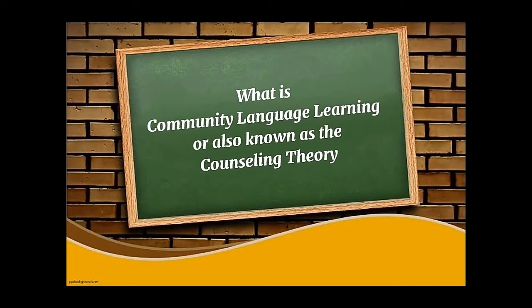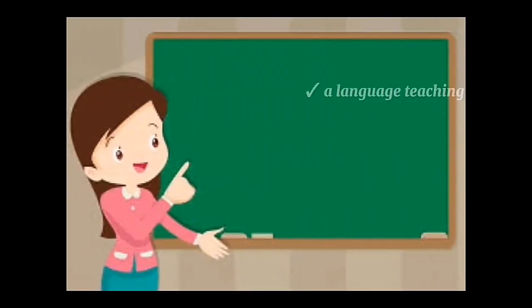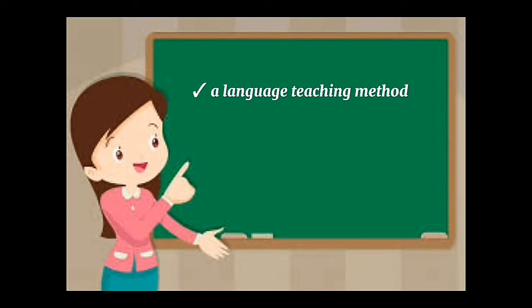Here are some definitions of community language learning. It is a language teaching method where students work together to develop what aspects of a language they would like to learn. It is based on a counseling approach where a teacher acts as a counselor and a paraphraser, while a learner is seen as a client and a collaborator.